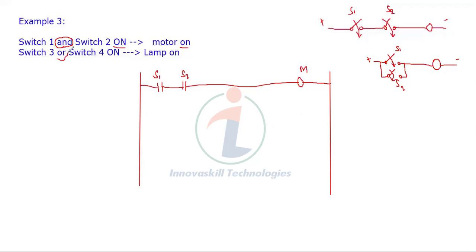Next, here this is an OR condition: input is on, output is also on. So NO only we have to use, but it should be connected parallelly. Switch 3, switch 4. We have to connect it with the output. So this is the way we have to connect when we have conditions like this, AND or OR. Next we will see some more examples.